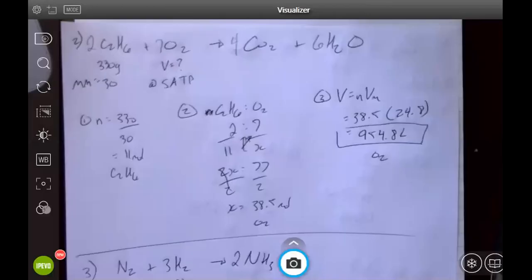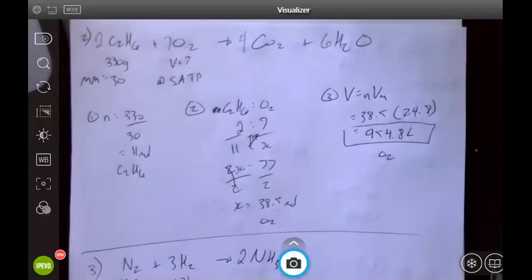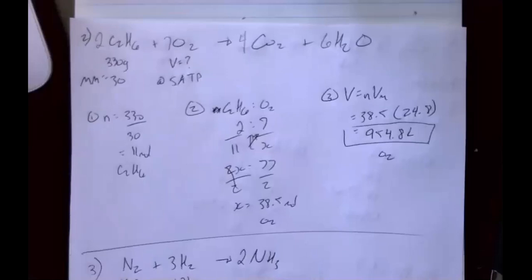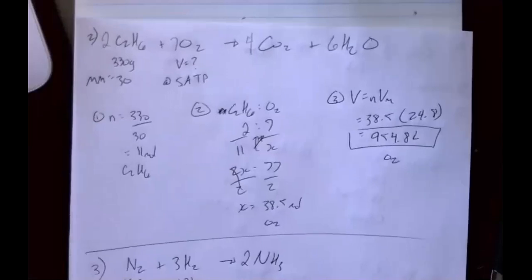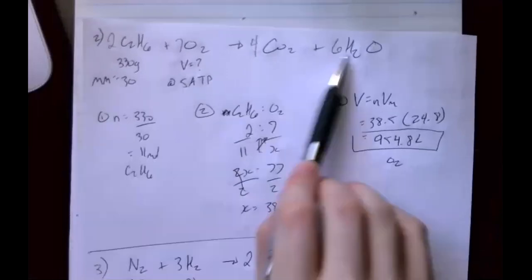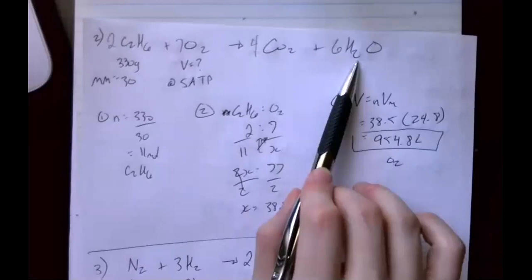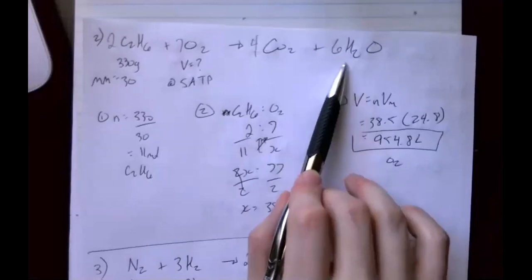Okay, so for question number 2, we were told that we were combusting the C2H6, our ethane, and that we had 330 grams of it, and it wanted to know how much oxygen was required. So I start by writing out my equation. I know that I'm making carbon dioxide and water because it's a combustion reaction, and then I balance it.